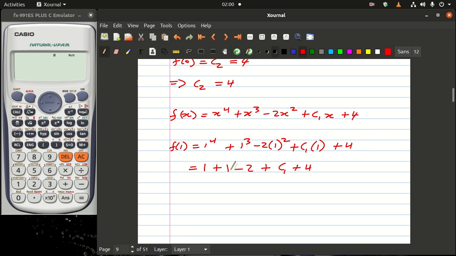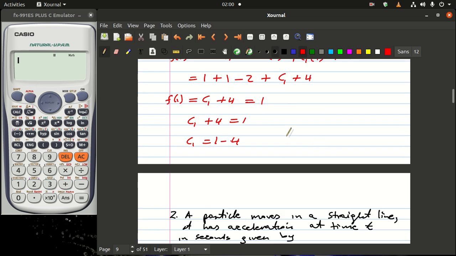1 plus 1 is 2. 2 minus 2 is 0, and then we have c1 plus 4. So our f of 1 is equal to that. But I know that f of 1 is just equal to 1, which means that c1 plus 4 is equal to 1, or c1 is just equal to 1 minus 4, because it was positive on this side. And therefore we can conclude that our c1 is just equal to minus 3.